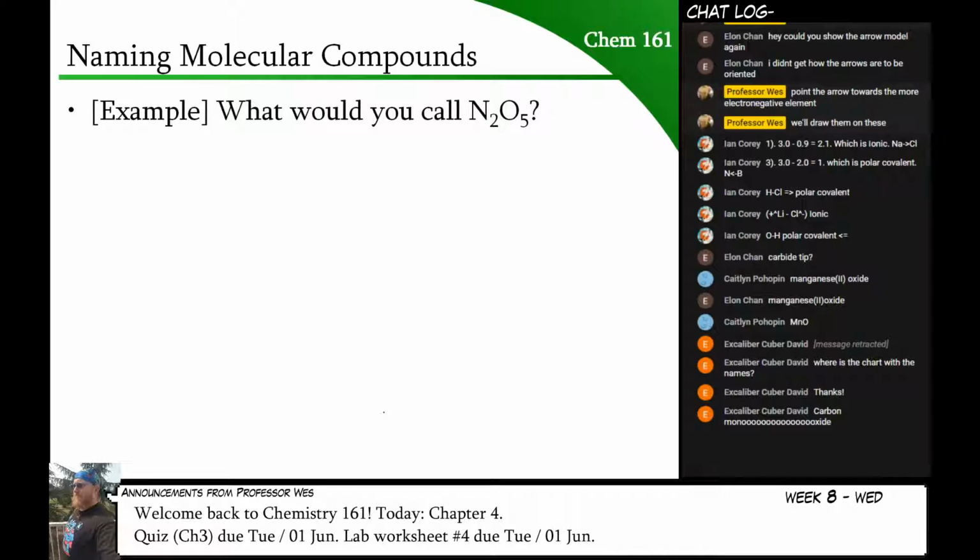Now, what would I call this, using these nomenclature rules? This is nitrogen. There are 2 of them, so we'll append the prefix di in front. This is oxygen, which we'll name oxide. There are 5 of them. We'll apply the prefix penta, and then drop the A because it's an oxide.